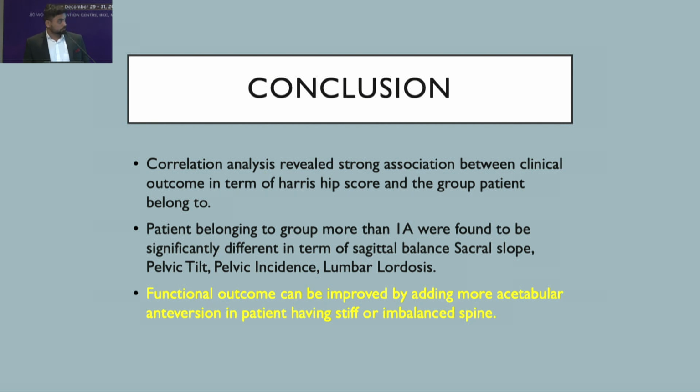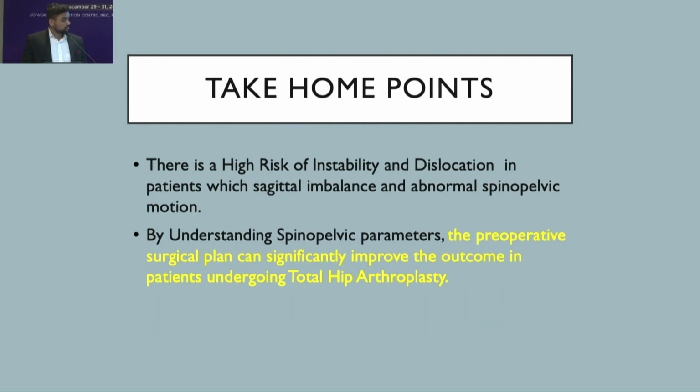So correlation analysis revealed strong association between the clinical outcome in terms of Harris score and the group the patient belonged to. Patients belonging to groups other than 1A were found to be significantly different in terms of sagittal balance, sacral slope, pelvic tilt, pelvic incidence, and lumbar lordosis. Functional outcome can be improved by adding more acetabular anteversion in patients having stiff or imbalanced spine. So there is high risk of instability and dislocation in patients with sagittal imbalance and abnormal spinopelvic motion. By understanding the spinopelvic parameters, preoperative surgical planning can significantly improve the outcome in patients undergoing total hip replacement.